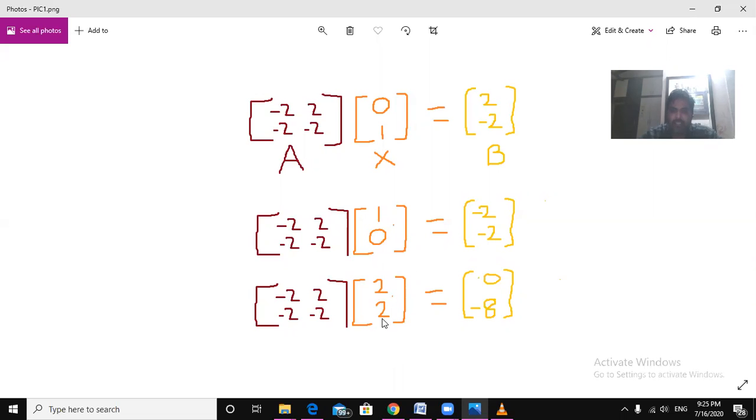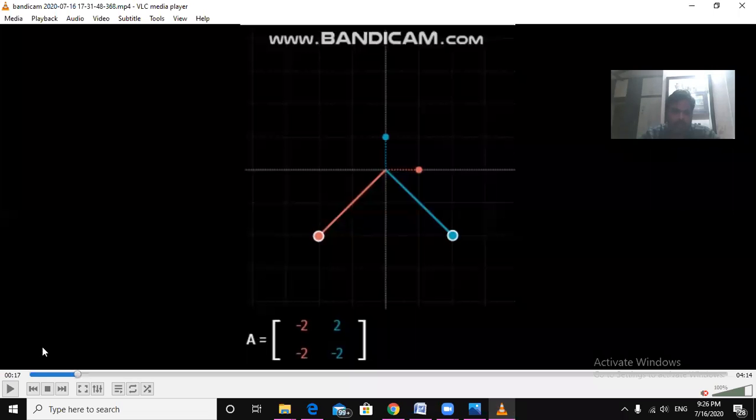Take some arbitrary vector. These are the base vectors. This is some vector in the plane, 2 2 is the vector. If I apply the operator on this vector, it is transformed, rotated to this position, and this vector is also stretched. The length of the vector also increased. So we will see here what is happening. If you draw the 2 comma 2 vector, this is the 2 comma 2 vector.